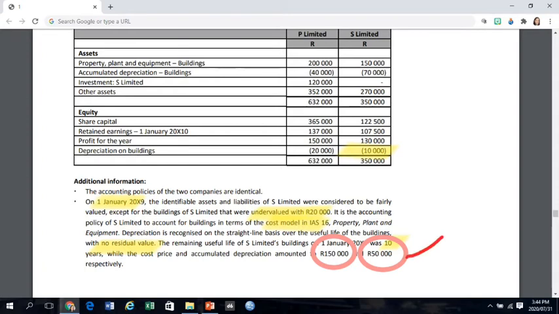How did the 50,000 then change to be 70,000 Rand? That's why it's so important that you read your headings. The trial balance given here is at 31 December 20X10. Therefore, since acquisition date, 2 years have passed, so 2 years depreciation of 10,000 Rand per year has been added to the 50,000 Rand at acquisition date to give you the 70,000 Rand accumulated depreciation in the trial balance.